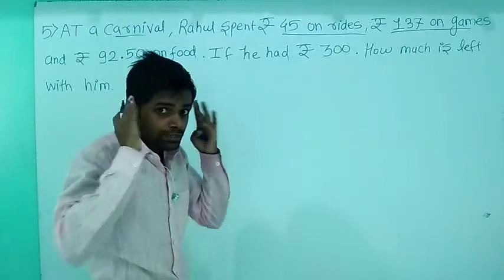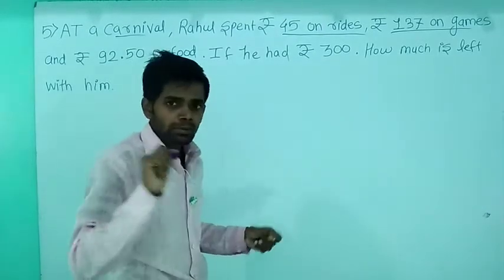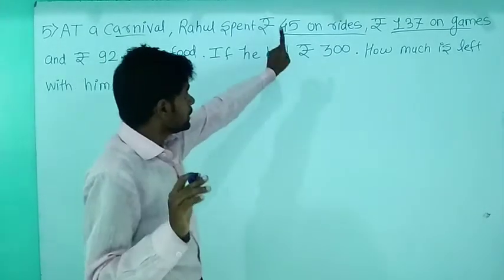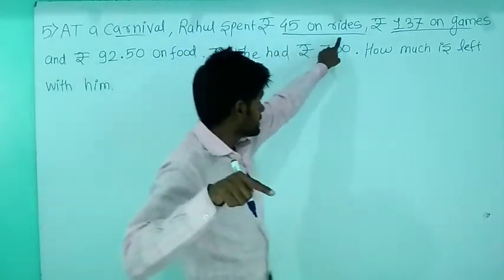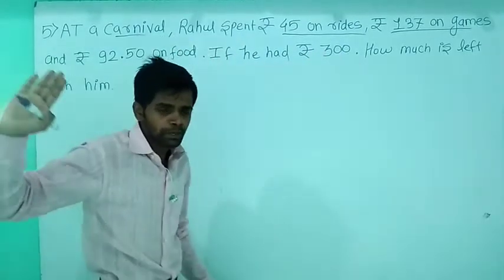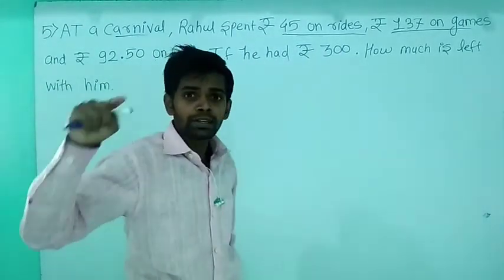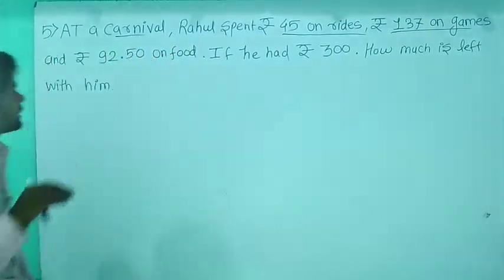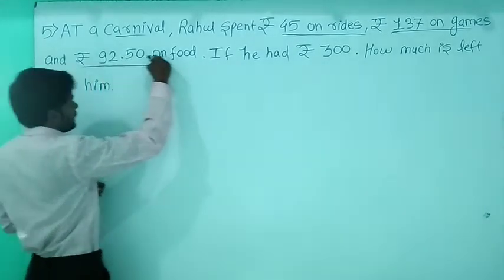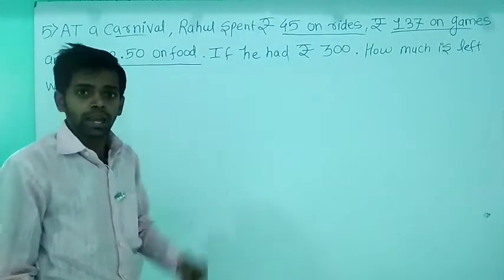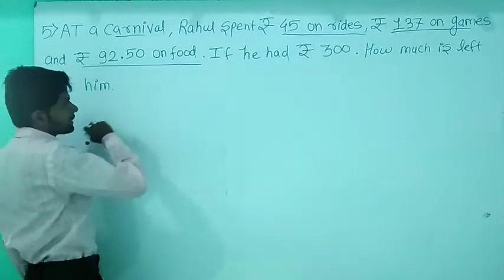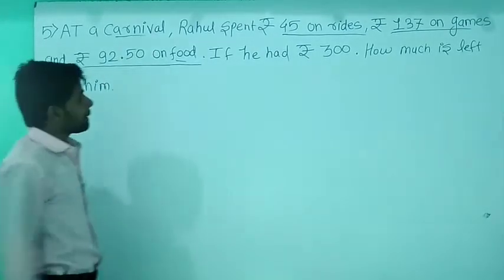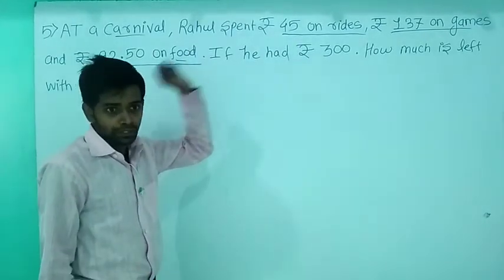ठीक है, राहुल ध्यान से सुनो, हाँ, लिखने में बिजी मत रहो, don't write, first of all understand. ठीक है, you can write any time. ₹45 he spent on rides. ठीक है, झूले में ₹45 स्पेंड हो गया. Then ₹137 on games, गेम्स खेलने में कितने रुपए खर्च हो गए, ₹137 are spent on the games. And ₹92.50 on food, खाएगा भी ना, है ना. So ₹92.50 are spent on the food, खाने पीने में भी खर्च हो गए ₹92.50. Okay, so that is the खर्चा, that means spent.